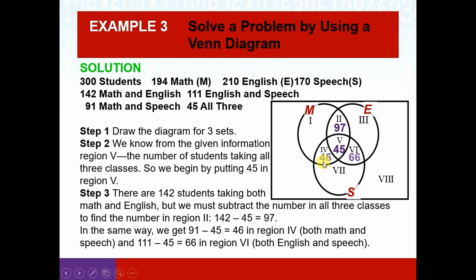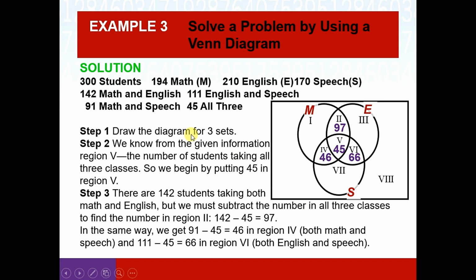Okay, same goes to our English and speech with 111 as total. And we will subtract 45 from 111, giving us 66 students for our region 6. Okay, so we already answered values in our intersections. Now, let us go to our exclusive values.